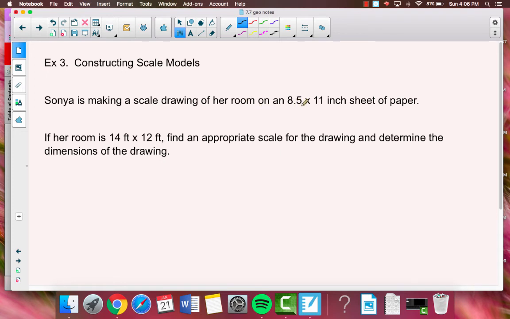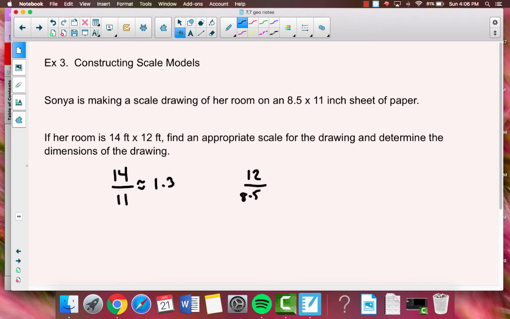So you know your drawing has to fit on an 8.5 by 11 inch sheet of paper. Well, if you look at the dimensions of the room, you have 14 feet by 12 feet. So what I'm going to do is divide the 14 feet, because that's the larger side, by the 11 inches. When we do that, you're going to get a decimal, of course, but we get about 1.3.